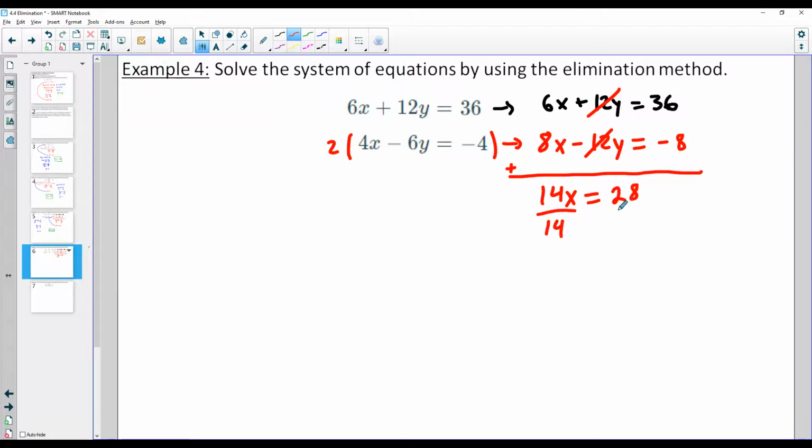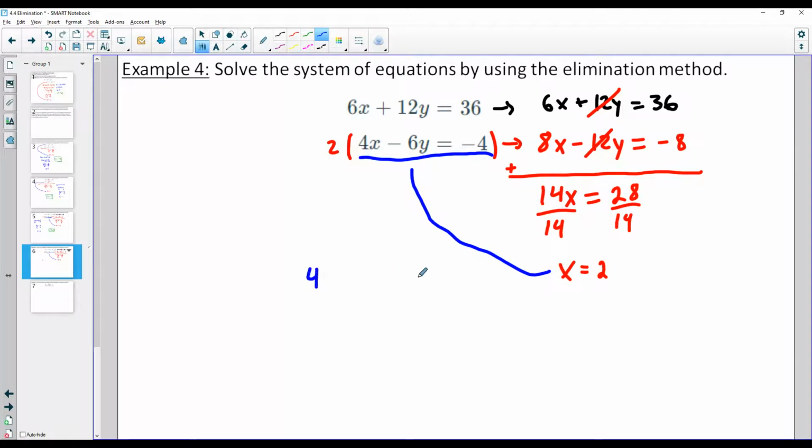And we simply divide x by 14, or 14x by 14, to get x alone. 28 divided by 14 is 2. And then again, we can put this one back into any equation we would like. I think that this one right here looks easiest, so I'm going to do it to this one.